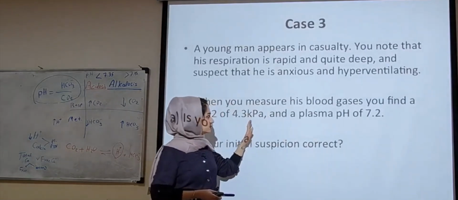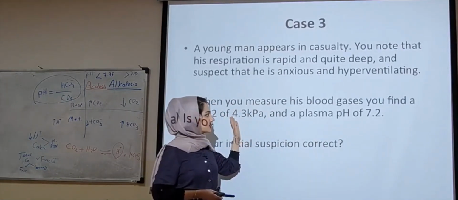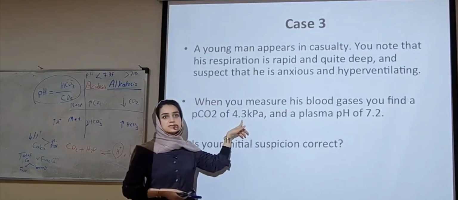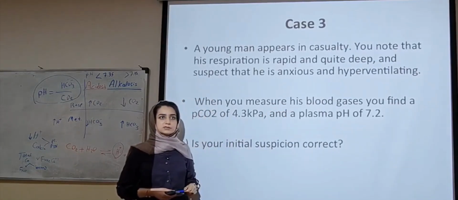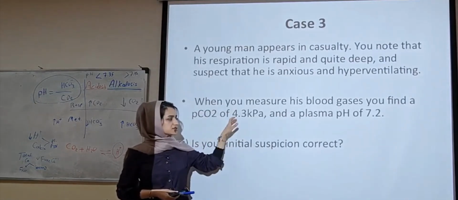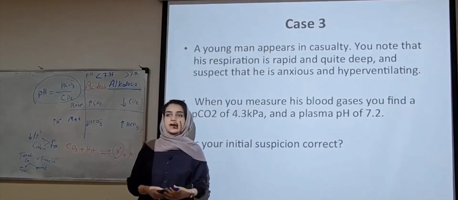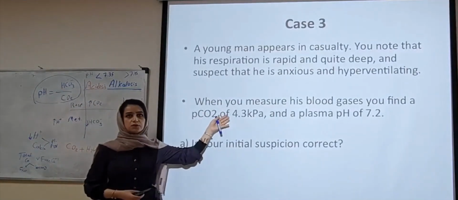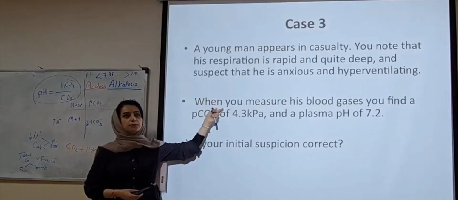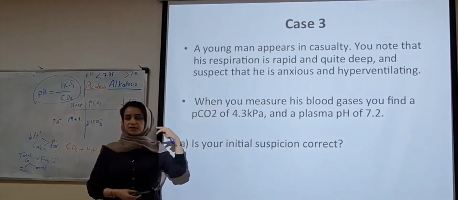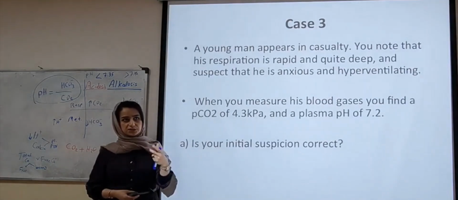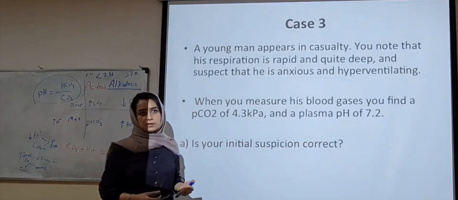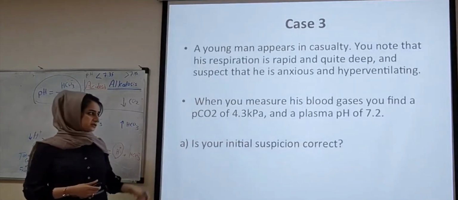Both pH decrease and CO2 decrease means this is a metabolic cause. The primary cause is metabolic, but there is compensation by respiratory. So the hyperventilation and the decrease in the CO2 of this man is due to compensation. So there is metabolic acidosis, but it's compensated.